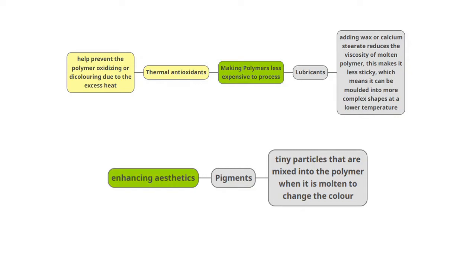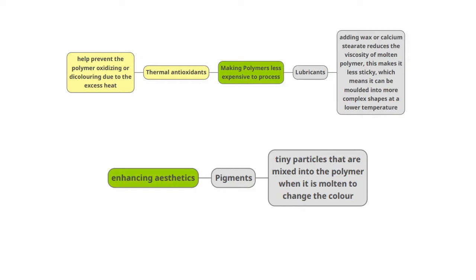You've got lubricants, so you can add things like wax or calcium. What that'll do is it'll make it less viscous when it's molten. So that means basically it's easier to pour, it's less sticky, so you can make more complex shapes at a lower temperature. So you can injection mold really complex shapes a lot easier than you would if you didn't have those in.